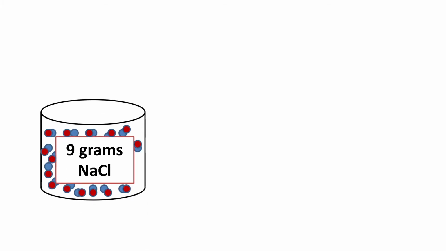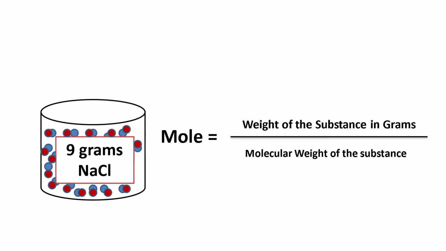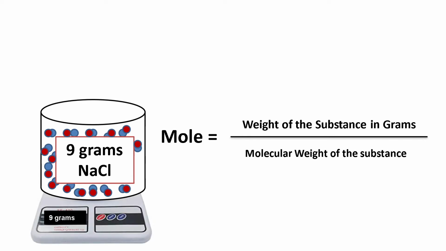In this next example, we have a container that contains some amount of sodium chloride. Now, let us use the formula of mole. The first thing that we need to know is the total weight of sodium chloride that is available in this container. As you can see now, the total weight of the available sodium chloride is 9 grams. Let us put 9 grams in the numerator.